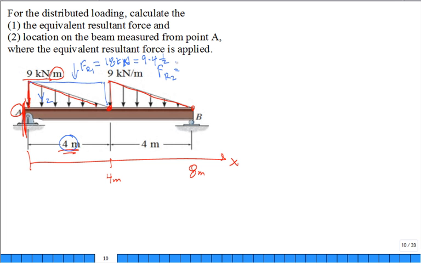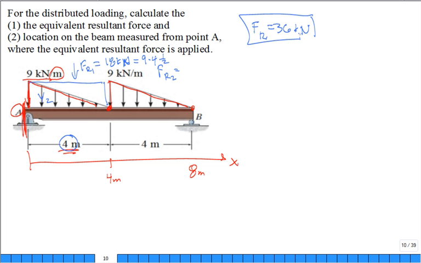And so what's the total equivalent downward resultant force? 36. 36 kilonewtons. That way, the equivalent system has the same downward net force as the two parts which are made up of distributed loads. Now, part 2 is where do I apply it so it has an equivalent moment.